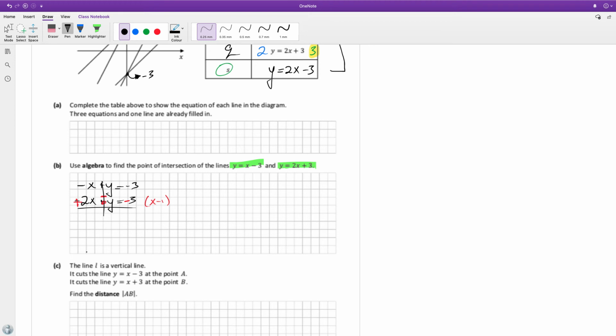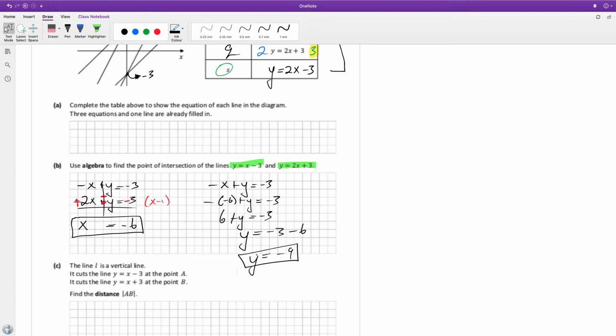They cancel. What's minus x plus 2x? X. Minus 3 and minus 3? Minus 6. What to do with my x value? I sub it back into my first equation. So minus x plus y is equal to minus 3. Minus x is minus, what's x? Plus y equals minus 3. 6 plus y is equal to minus 3. Y is equal to minus 3 minus 6. Y is equal to minus 9. Like that.